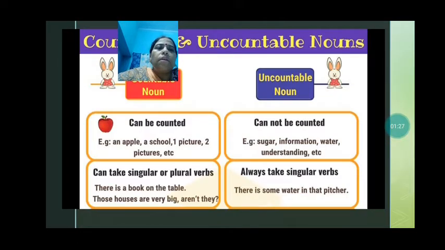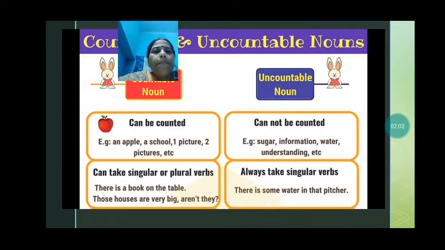Countable nouns can be counted, like an apple, a school, one picture, two pictures. So you see here, an apple. We have used the article an with apple, that means one. A school. You know that an and a stand for singulars. Then one picture, a number, and two pictures, here also a number. That means with countable nouns we can use an, a, or numbers. They can also take singular or plural verbs.